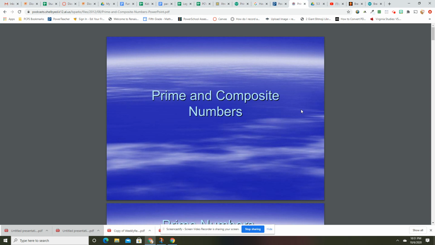Okay, so let's back up and think about what we said prime and composite are. Prime numbers and composite numbers are two different ways to categorize numbers. Prime numbers only have two factors, one and itself. And composite numbers have more than two. Remember that 2 is the only even number that is prime, and 1 and 0 are neither. They are not composite, they are not prime.